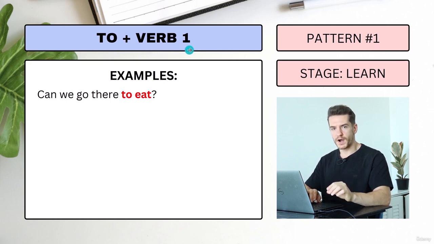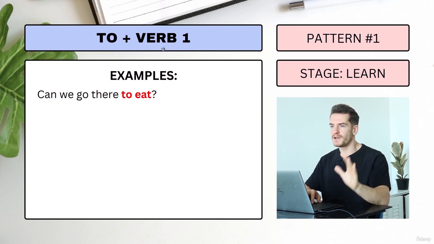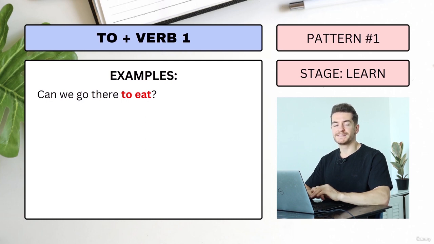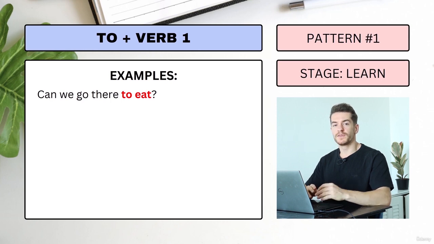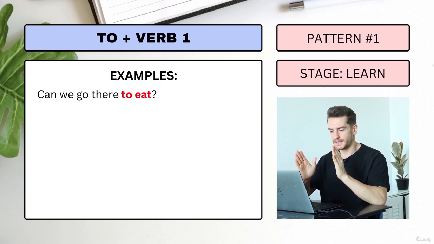To plus verb 1. Whenever we use to and we need a verb, 90% of the time, 95% of the time, maybe even more, we use verb 1. Now, what is verb 1? Well, verb 1 is the base form or the normal form of a verb. So for example, eat, drink, run, play, sit. Verb 1 can also be called the present tense verb, and it doesn't have anything at the end or at the beginning of the verb. So it's not eating, it's not eaten, it's not ate, it's just the verb, eat.